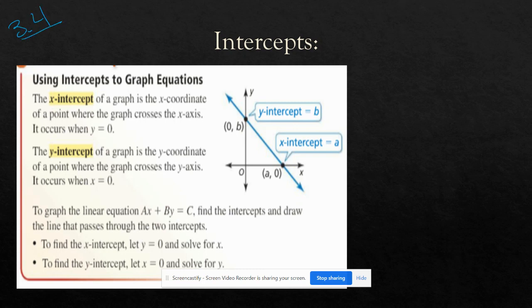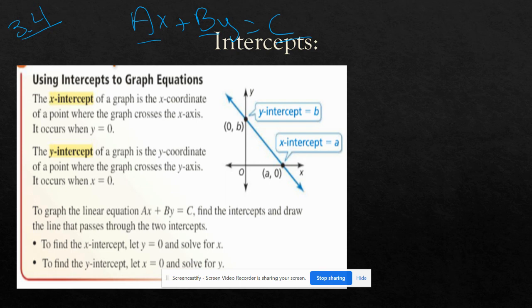Welcome back, everybody. We are continuing and completing our 3.4 notes today, talking about standard form again. So our standard form was Ax + By = C, where A, B, and C are real numbers.